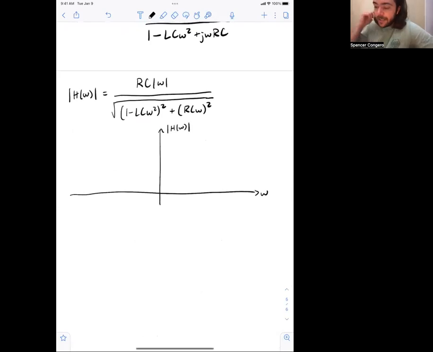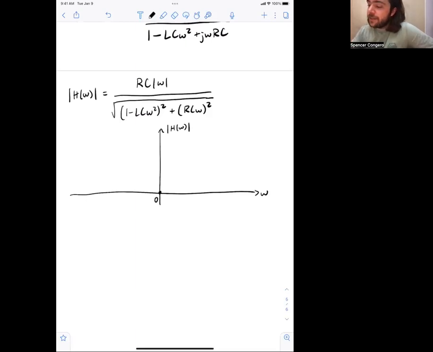Well, now when I plug in a very low value of omega, say omega equals 0, then the omega up here is going to make the numerator 0. The denominator is going to be 1, I guess. Okay, so that's going to be 0. So I know H is equal to 0 when omega is 0.